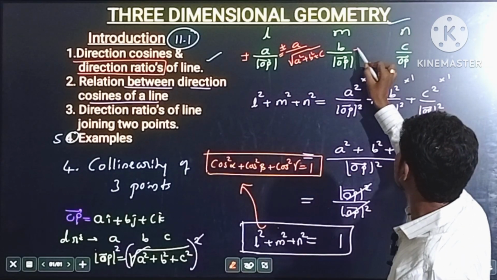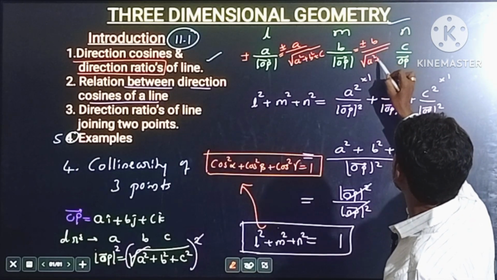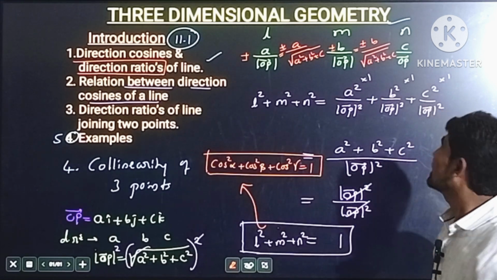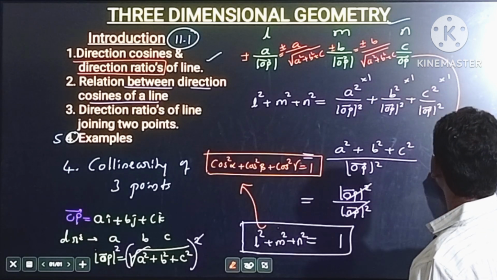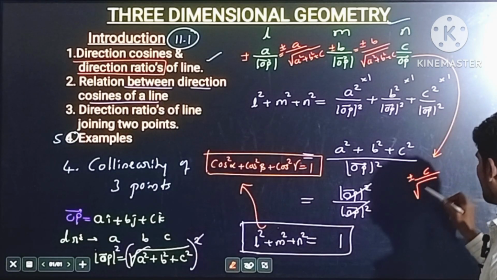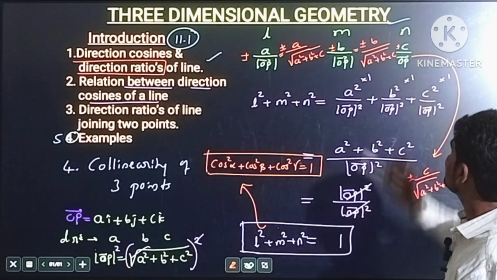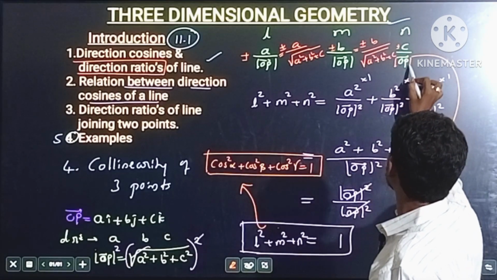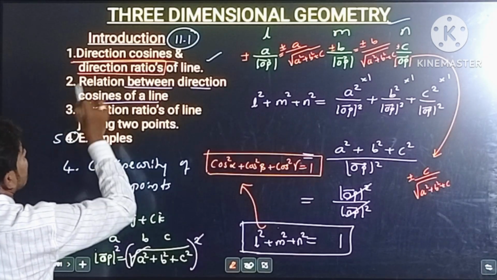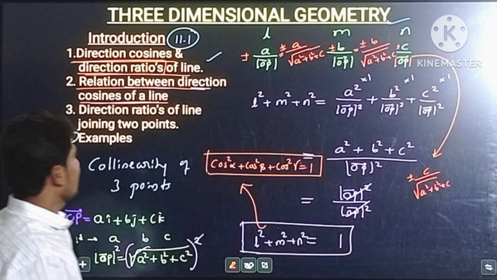And the value of M is plus minus B divided by square root of A square plus B square plus C square, or plus minus B divided by magnitude of the OP vector. And the value of N is plus minus C divided by square root of A square plus B square plus C square, or simply plus minus C divided by magnitude of the OP vector. I hope all of you understood these two concepts: direction cosines and direction ratios of a line, and the relation between direction cosines of a line.